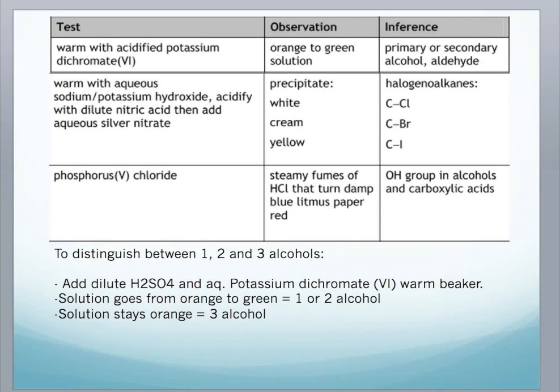If it burns with a clear flame, it means it's a saturated, low molar mass compound. Let's also look at the test for a primary or a secondary alcohol. This would involve the addition of acidified potassium dichromate, and if the solution goes from orange to green, it means that you have either a primary or a secondary alcohol.